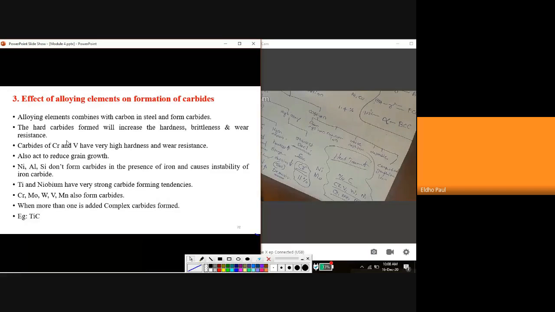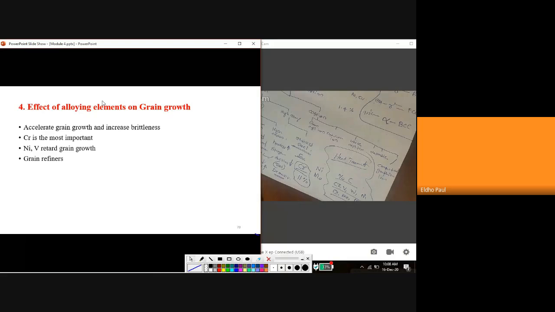The fourth one is the effect of alloy elements on grain growth. We know during the solidification process, initially nuclei are formed at different locations in the molten material. After that, dendritic grain growth takes place. Based on the number of nuclei formed in the molten material, we get a finer grain material or a coarse grain material. If the number of nuclei formed is very small, then each nucleus develops a large grain. Here in this case we have only 5 nuclei and 5 grains are formed. So these are coarse grains.